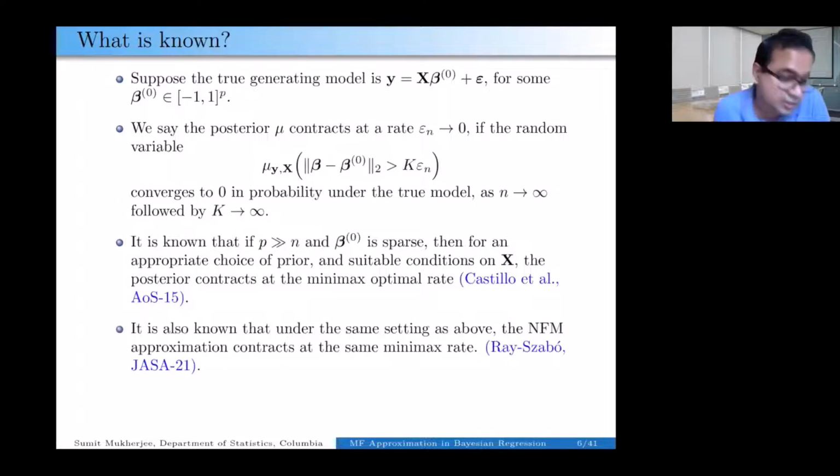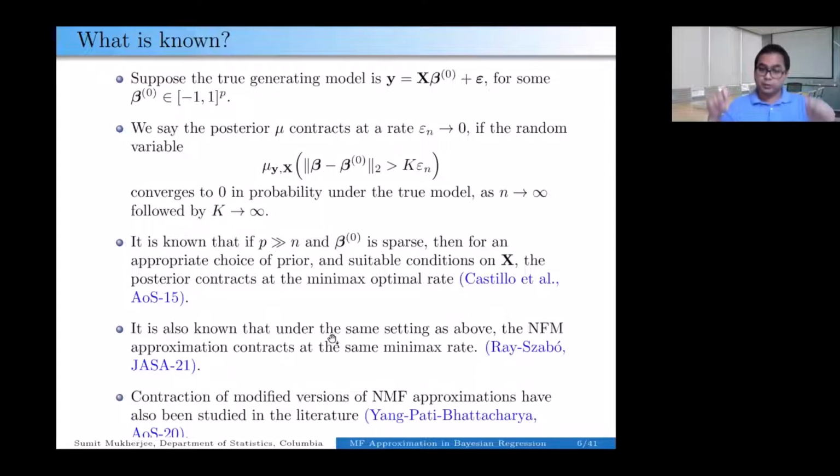And first of all, this question has nothing to do with the naive mean field approximation, but in the framework of naive mean field approximation, this follow-up paper shows that under similar types of priors and similar assumptions, the approximation mu hat that you get out of this naive mean field procedure also contracts at the same minimax optimal rate, right? So you get a contraction of the posterior and its approximation under sparse settings.